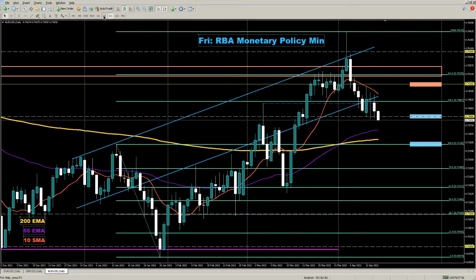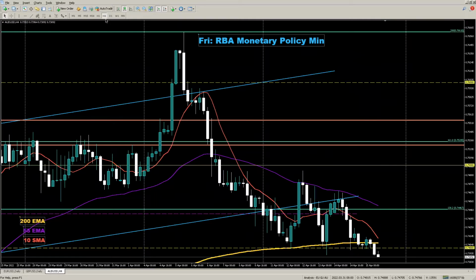Okay, let's also take a quick look at the 4-hour time frame, and you can see that it has been finding support from the 4-hour 200 EMA, but being restricted and constrained by the 55 period EMA above that, and eventually breaking below the 200. So it's starting to retrace further.